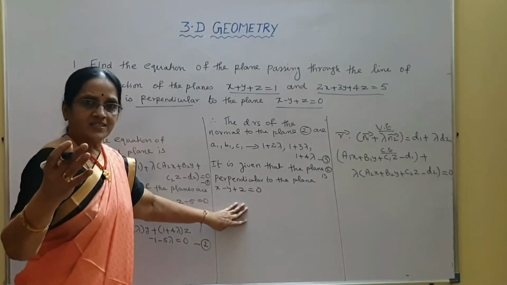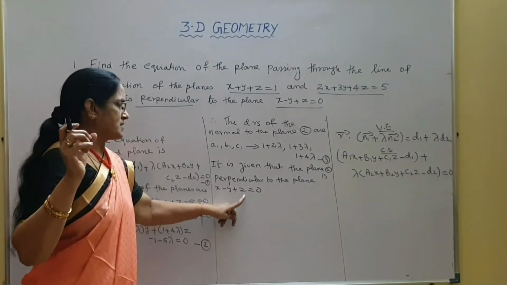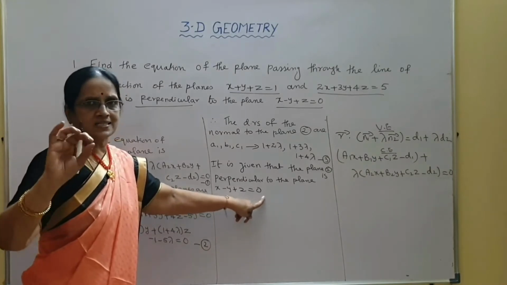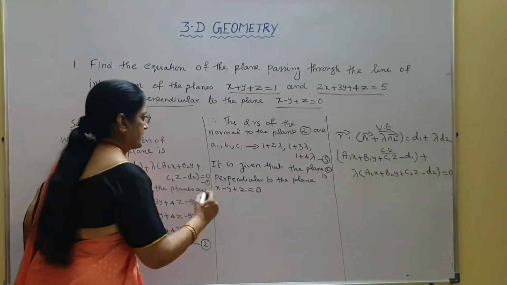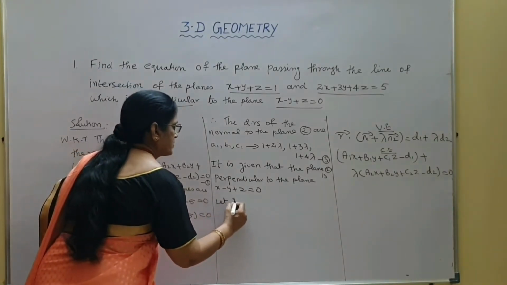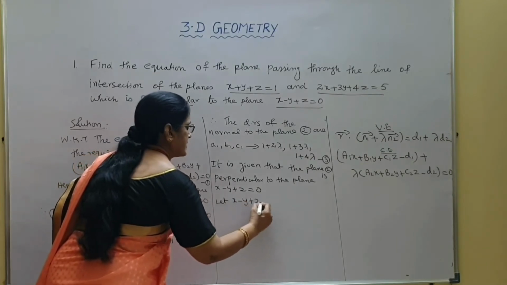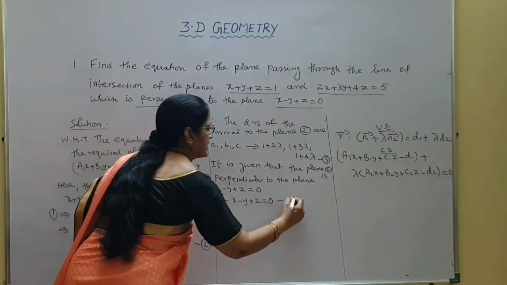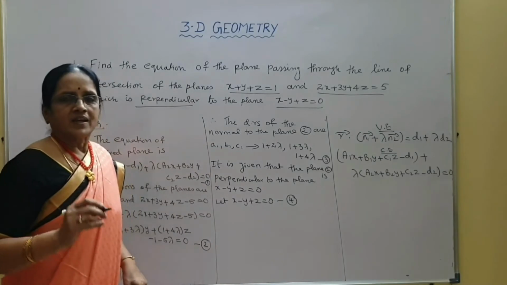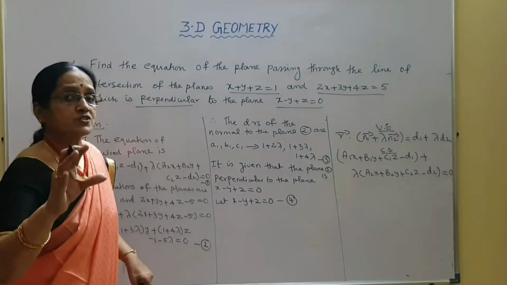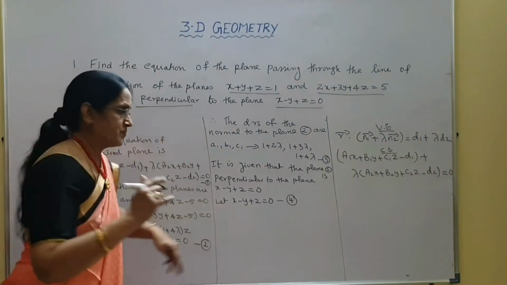So, let me write this x minus y plus z equal to 0 as 4. Let the equation of the plane x minus y plus z equal to 0, let me take it as 4. Now, what are the direction ratios of the normal to the plane 4?